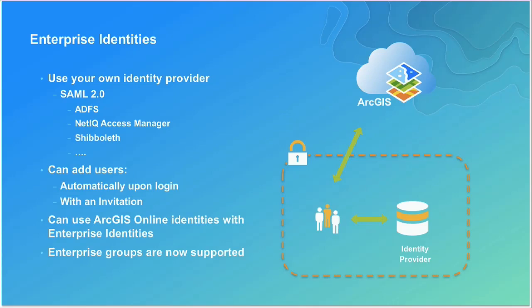And new in December, we've added the ability to support enterprise groups in ArcGIS Online. So if you are managing groups, and you probably are if you have an IDP, you are managing groups in your identity provider, you can now link them up to groups on ArcGIS Online so that when a user logs in to ArcGIS Online, we will see which groups they belong to and add them automatically to groups on ArcGIS Online, so that they can right away start seeing items and other things that you might want them to have access to.